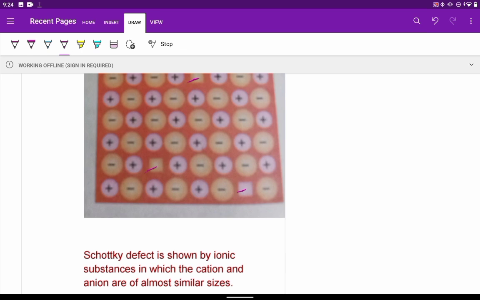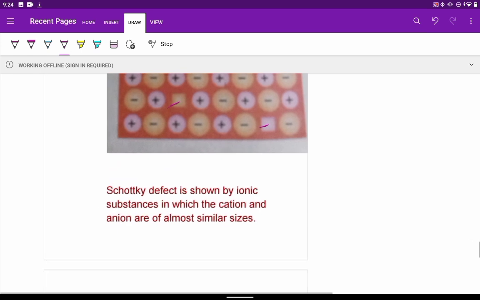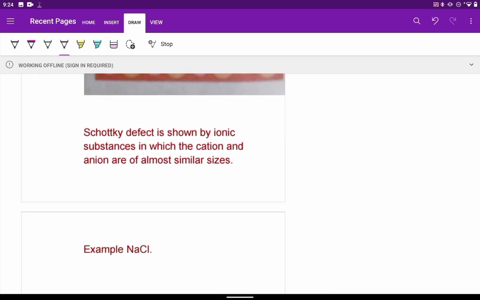Schottky defect is shown by ionic substances in which the cation and anion are of almost similar sizes. For example, NaCl.